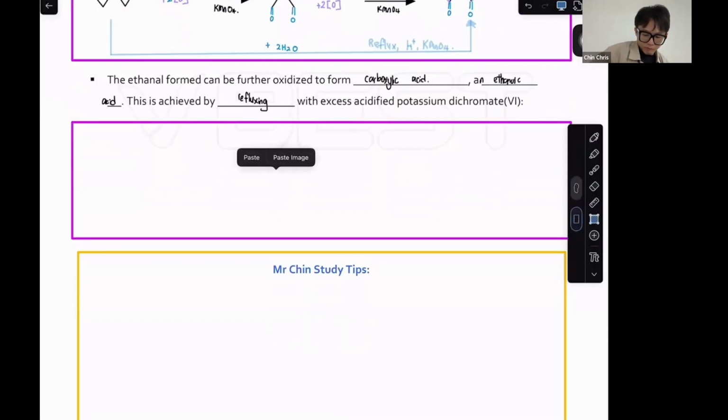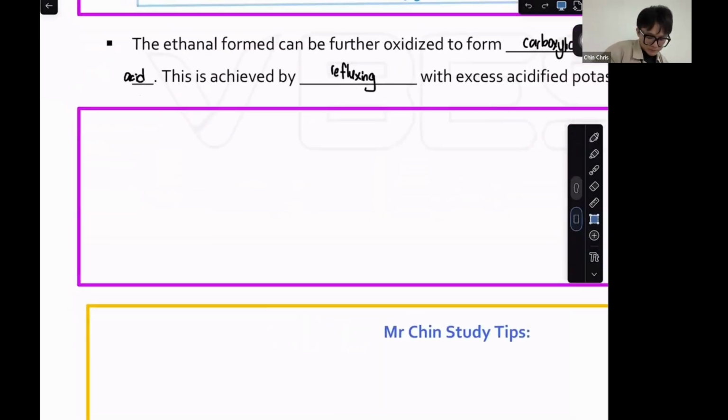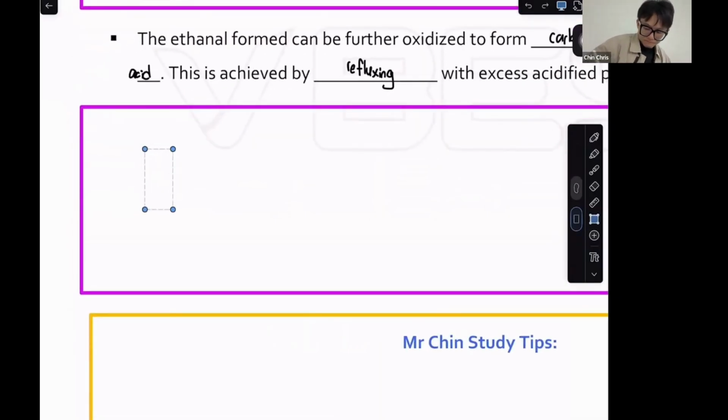Okay, guys, now I want you guys to try oxidizing this compound. Please try oxidizing this compound for me.